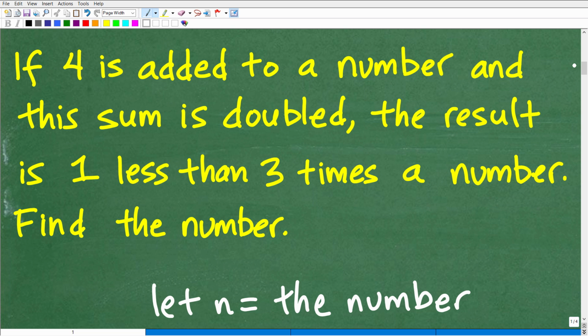So we already read the problem once. The second time you read the problem, you want to start pulling out more information. And then the third time you read the problem, you want to really understand what the question is. But in this particular case, we're just being told to find the number.